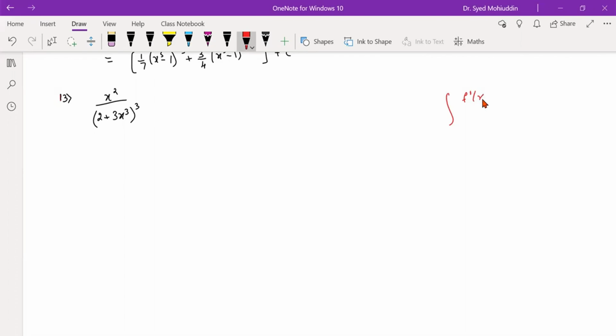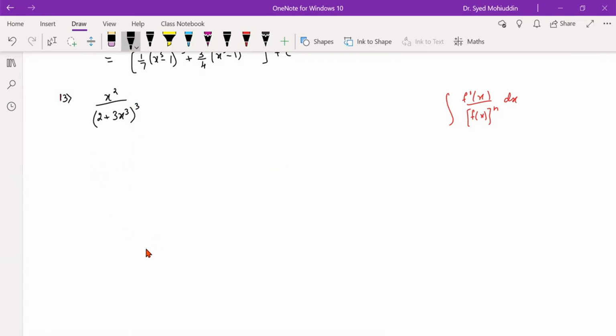f dash of x by f of x. Now it is having some power there, whatever the power it is, doesn't matter. So it is in this form. Its derivative is present in the numerator. So whenever its derivative is present in the numerator, very easily you can differentiate the expression. Right? Let us try to differentiate this one.